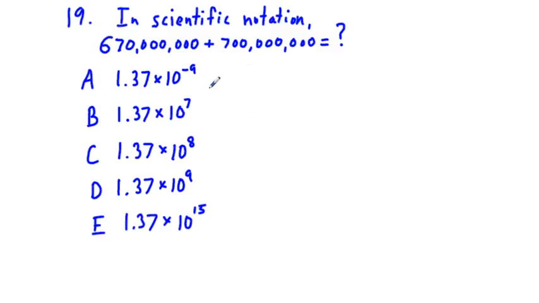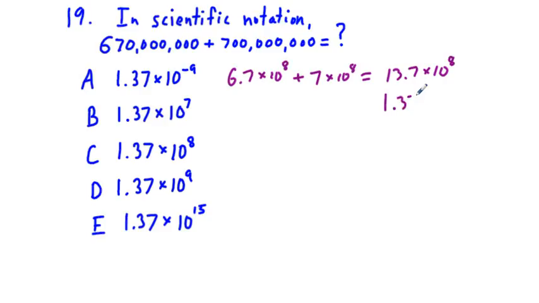Problem 19. Now there are a bunch of different ways to do this. If you move over decimal places, you have 6.7 times 10 to the 8th plus 7 times 10 to the 8th, and you add those together, you get 13.7 times 10 to the 8th. Well, to make the standard scientific notation, we need to move that decimal place one more left. We'll get 1.37 times 10 to the 9th. So our answer choice is D.